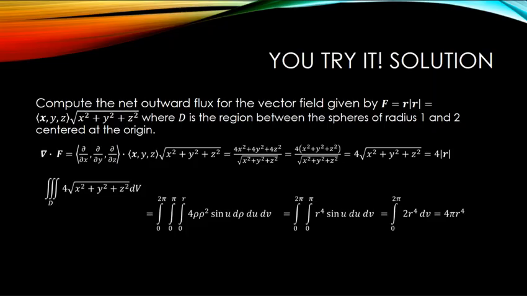The net outward flux for this problem is going to become the difference between the flux for a sphere of radius 2 and the flux for a sphere of radius 1. In other words, 4 pi times 2 to the 4th minus 4 pi times 1 to the 4th gives me 60 pi for my net outward flux. This is how we can apply the divergence theorem in computing outward flux for objects that are either entirely solid or that may be hollow.